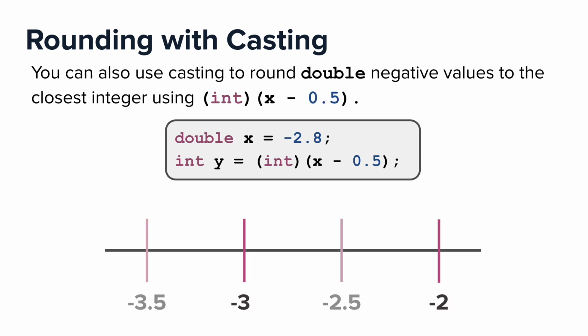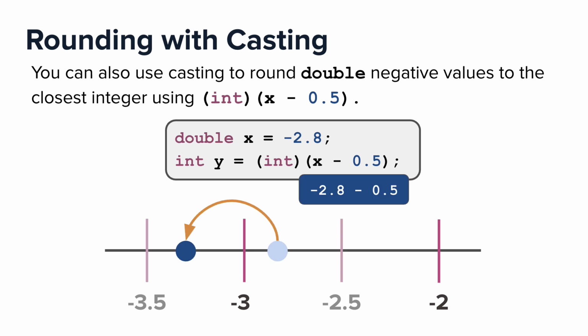Casting can also be used to round double negative values to the closest integer using int x minus 0.5. Let's look at one last example here with negative 2.8, which should round down to negative 3. You start with negative 2.8, then you subtract 0.5 to get negative 3.3. The double value is then cast to an int to get -3.